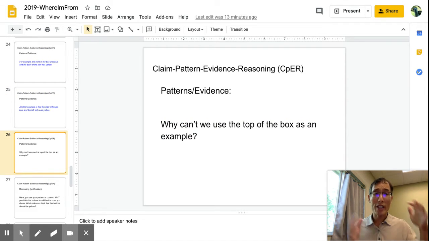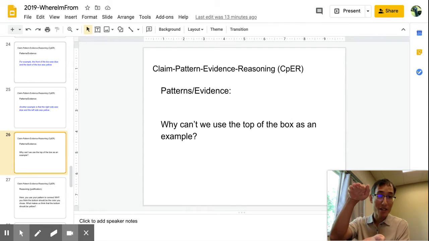And some people might ask, well, why can't I use the top? Can I use the top as a piece of evidence? Well, I can see the top only, but can I actually see the bottom? And if I can't see the opposite side from the top, then I can't use that as a piece of evidence. I can't use that as an example because I can't actually see the bottom. So you can't use the side that you're trying to make a claim on because that is not something we can actually see. That's where the reasoning comes in.